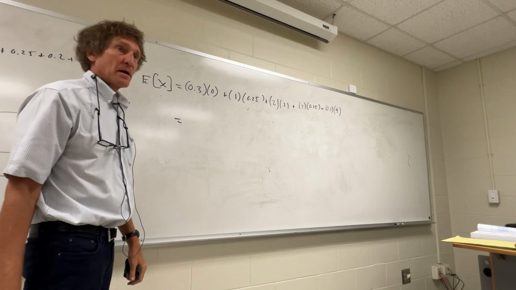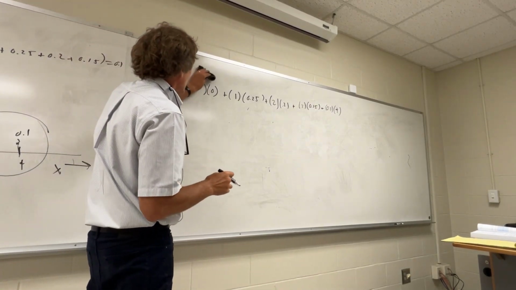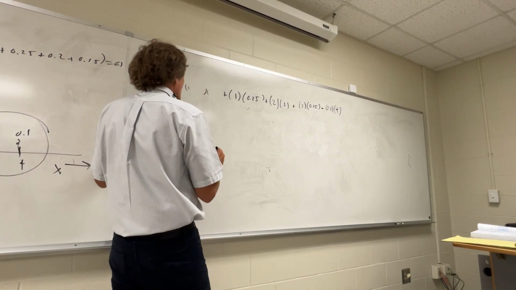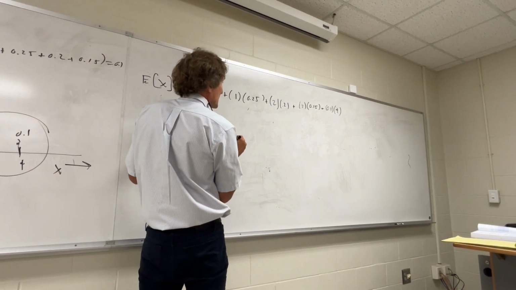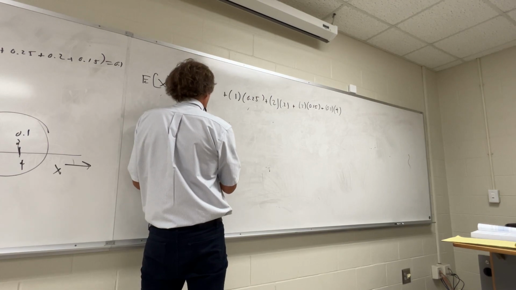What is that value going to be? Sorry. This one you don't worry about, right? So I got what? 0.25 plus 0.4, right?